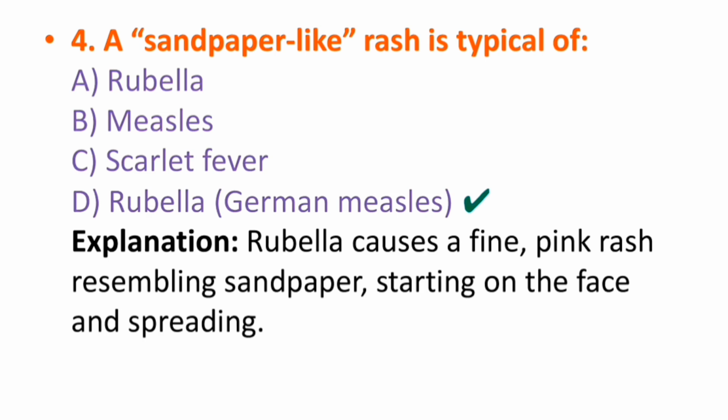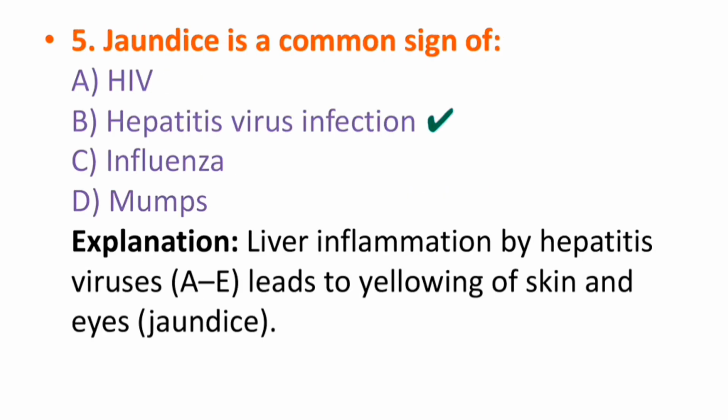A sandpaper-like rash is typical of option A rubella, option B measles, option C scarlet fever, option D rubella. The correct answer is option D, rubella, German measles. Rubella causes a fine pink rash resembling sandpaper, starting on the face and spreading.